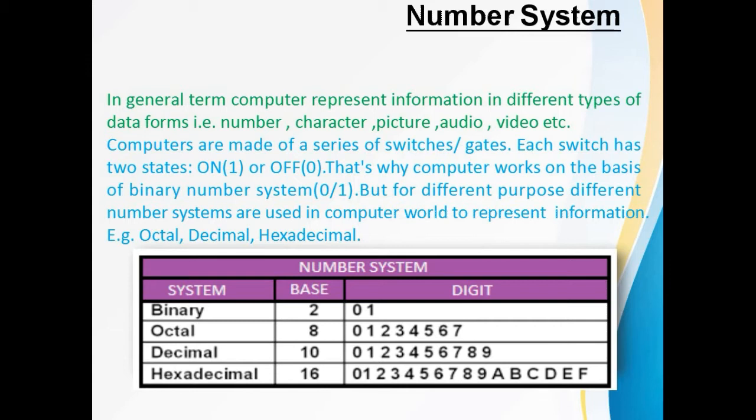Binary, its base is 2, and octal, the base is 8. In octal, digits 0, 1, 2, 3, 4, 5, 6, 7 are there. In decimal, 0 to 9. In hexadecimal, 0 to 9, then 10 is A, 11 is B, 12 is C, 13 is D, 14 is E, 15 is F respectively, in hexadecimal system. Binary, 0, 1.